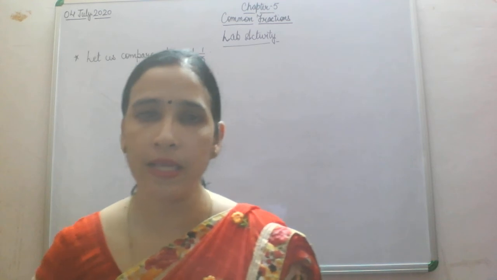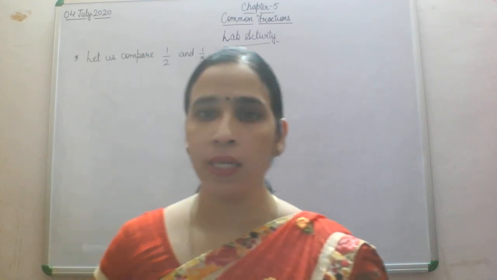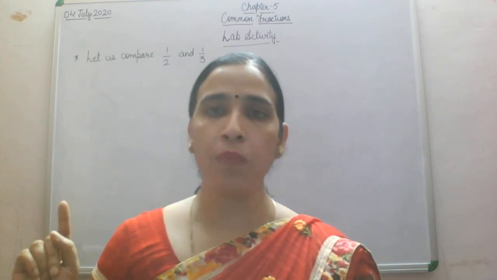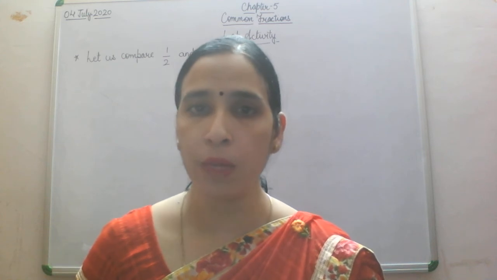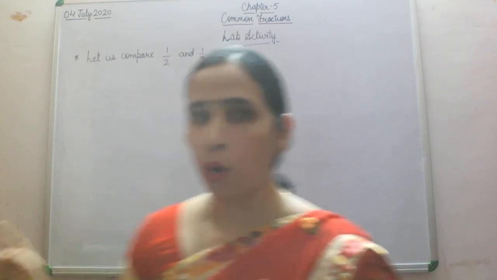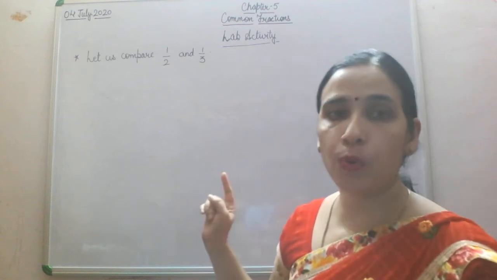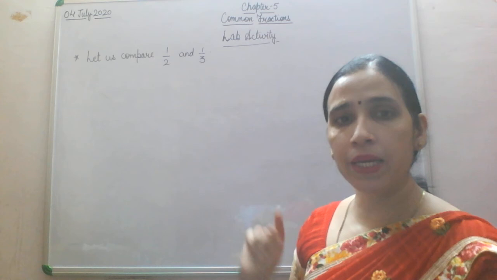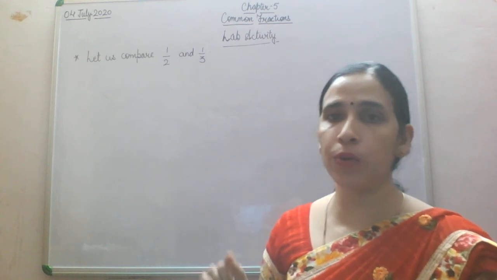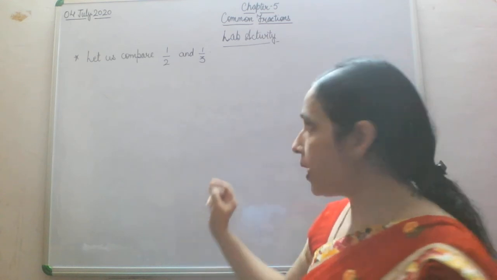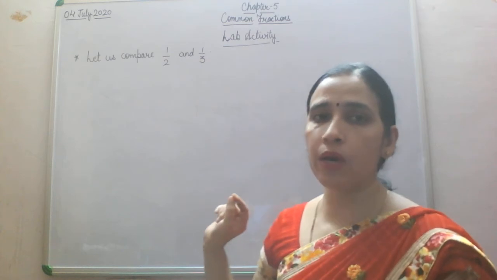So children, let's start our lab activity in which we are going to compare 1 by 2 and 1 by 3. As you can see on the board, you will put a heading like that in your notebook, and after completing exercise 5.2 you are going to do this activity. Now let us compare 1 by 2 and 1 by 3.